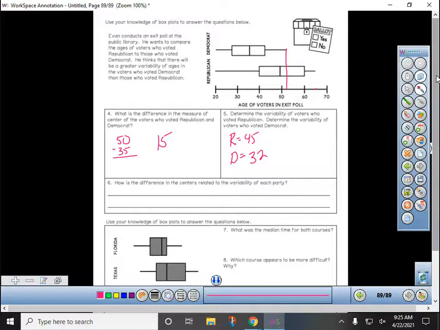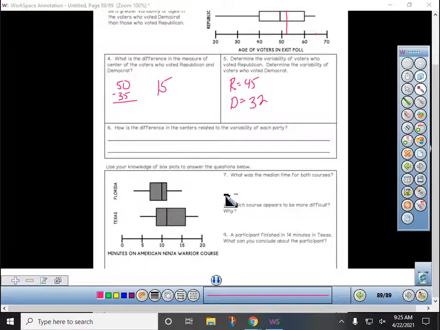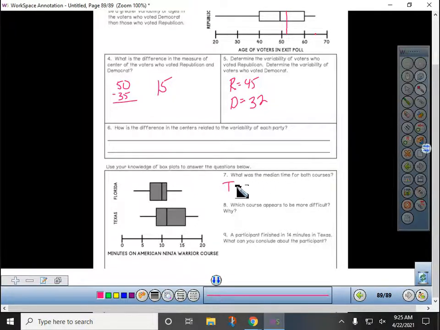Let's look down at the bottom. I'm going to skip number 6 and look at number 7. Minutes on American Ninja Warrior course. Florida, Texas. What is the median time for both courses? Well, Texas, the median is what? 12-ish. What is Florida? I'm gonna say 9. Oh, 9 or 10. I'm going to say 10 because it looks close enough. Which course appears to be more difficult? Texas, because there's a bigger range, right?